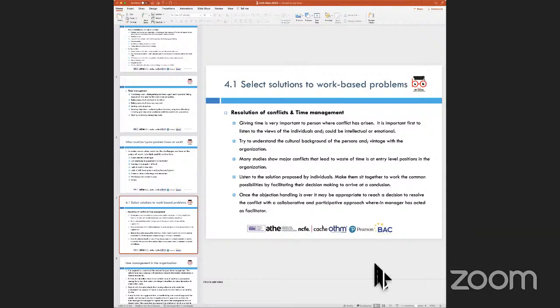So in some cases, you as a manager would act as a facilitator. In some cases, you would collaborate with your colleagues in HR to try and come to some sort of resolution or resolve some of these conflicts.